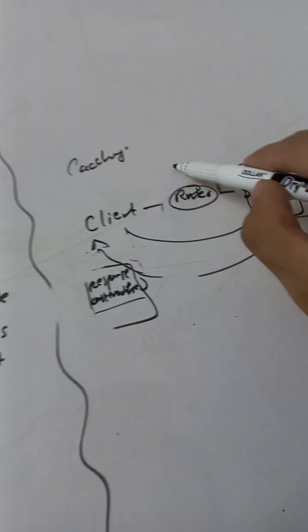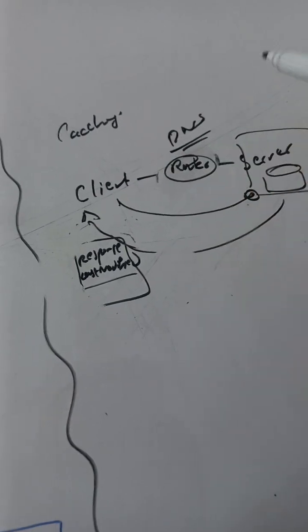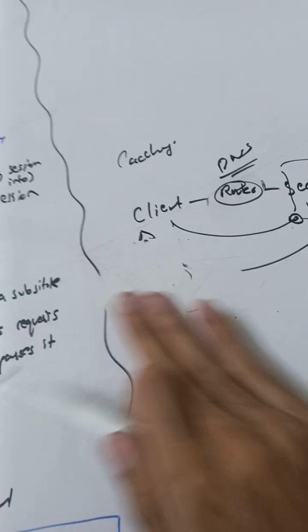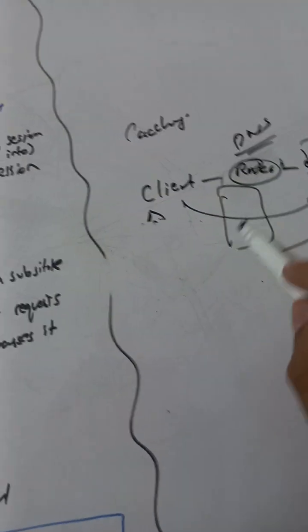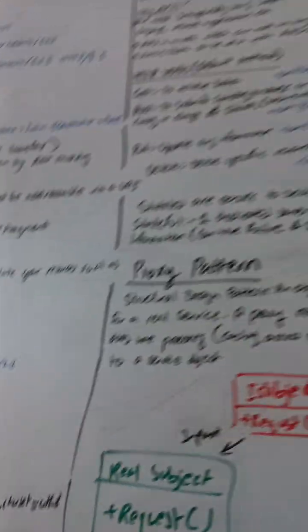और राउटर का काम यहाँ पे है कि राउटर डीएनएस जो होता है ये भी कैश रख रहा होता है. So maybe instead of response over here, it can have a response over here, and then this response can come back over here. Okay, so that was caching.